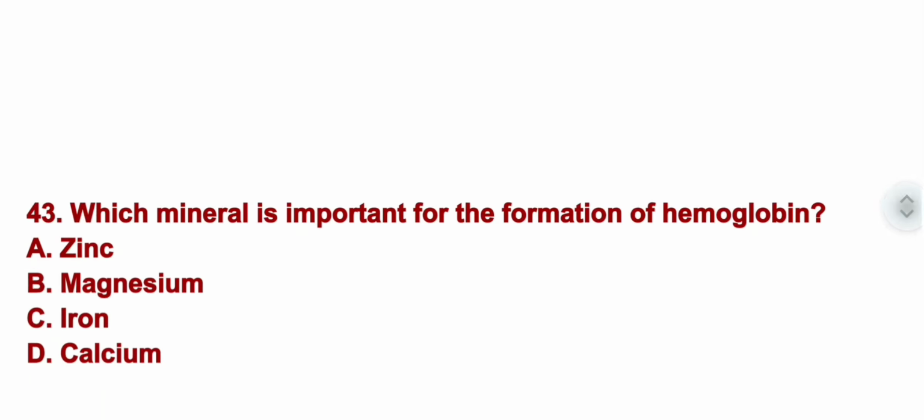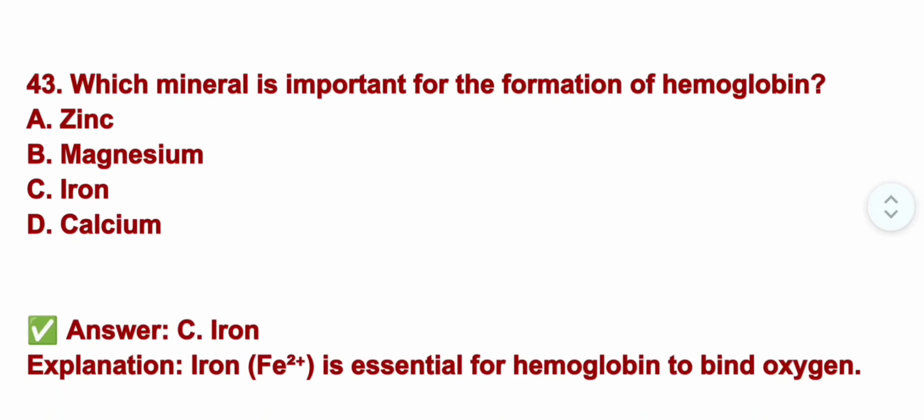Question number 43. Which mineral is important for the formation of hemoglobin? The correct option is option C, iron. Iron, in ferrous form, is essential for hemoglobin to bind oxygen.